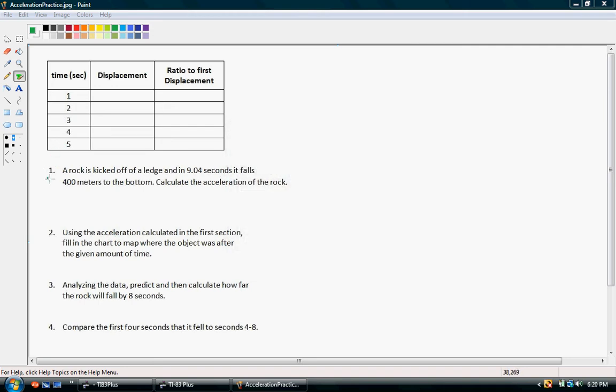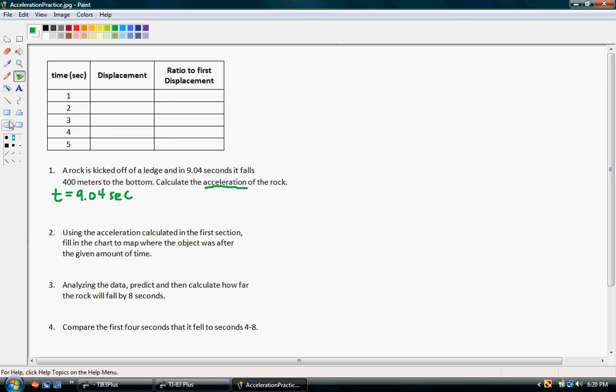Here we have a situation where in number 1 it says a rock is kicked off a ledge and in 9.04 seconds it falls 400 meters to the bottom. Calculate the acceleration of the rock. So if we did not know the acceleration due to gravity, we could solve for it by other means. So we know that it took a time of 9.04 seconds and that it fell 400 meters.